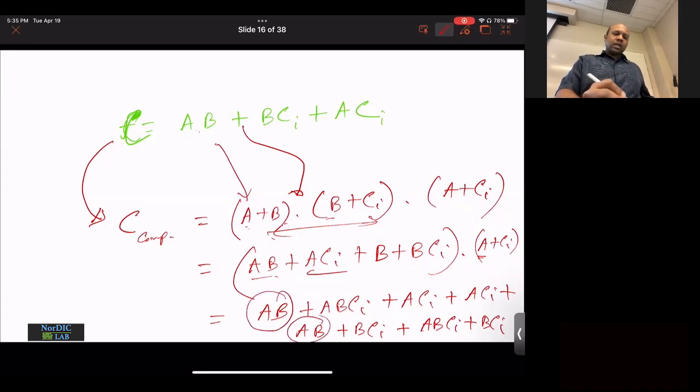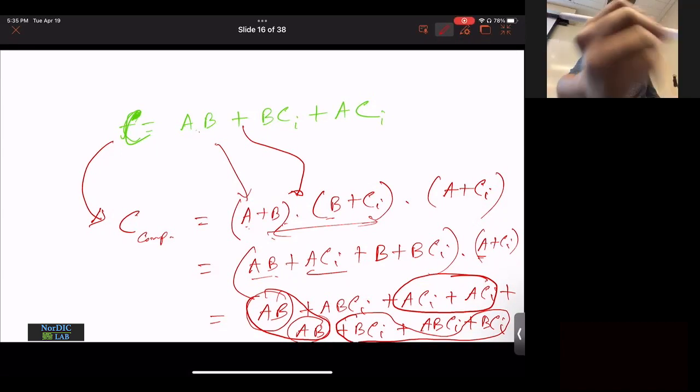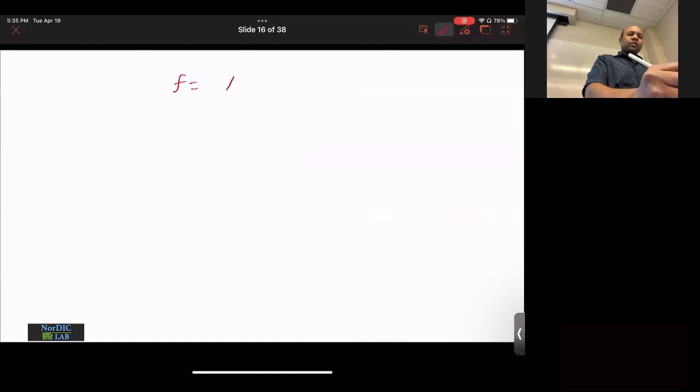So you'll see, I should have started with this. I'm running out of space here. But you see, you have ACI, you have AB, you have BCI, right? Any problem so far? Okay, I haven't taken the complement though. So actually, let me start with a small function. Sorry about the confusion. AB plus BC, let's do that.